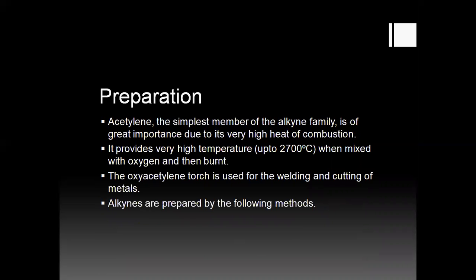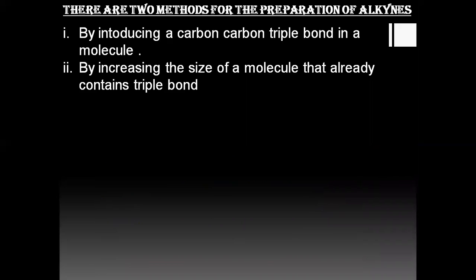Now the preparation of alkynes. Acetylene, the simplest member of the alkyne family, is of great importance due to its very high heat of combustion. The oxyacetylene torch is used for welding and cutting of metals. Alkynes are prepared by the following methods. There are two methods for the preparation of alkynes. First, by introducing a carbon-carbon triple bond in a molecule, or by increasing the size of a molecule that already contains a triple bond.